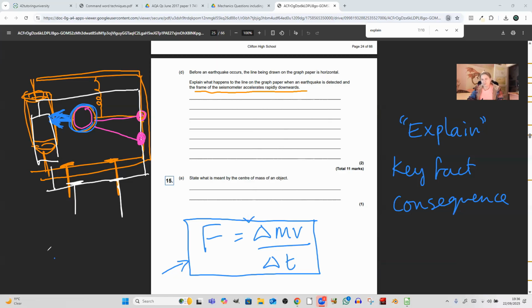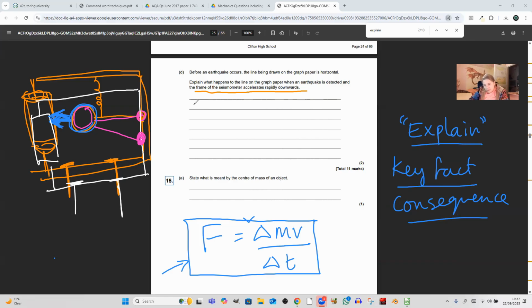So the ball is going to stay where it is because it doesn't actually have to move, because it's not rigidly attached. It's all floppy. Which means that it stays where it is, and the drum moves past it. So, but we've got to explain this. So we've got to hammer our key fact and our consequence, right?